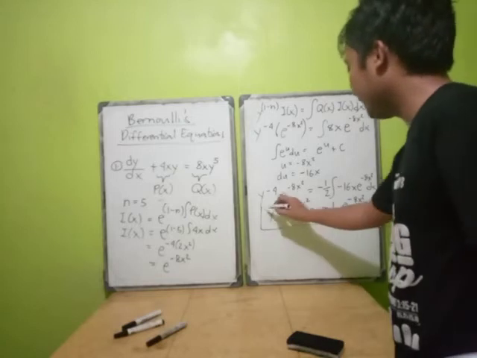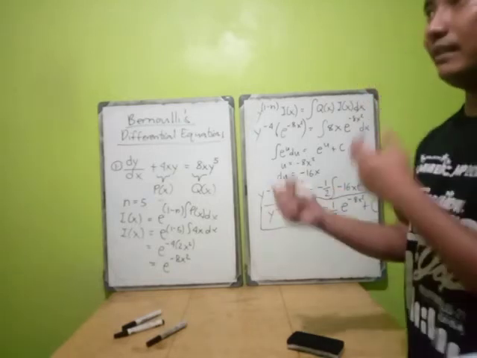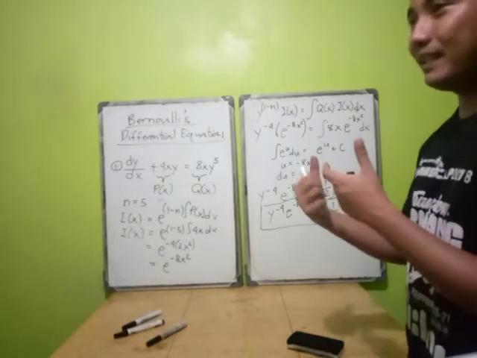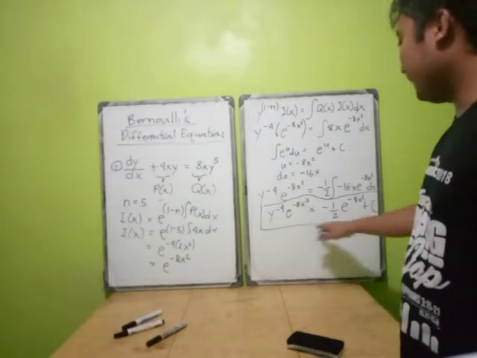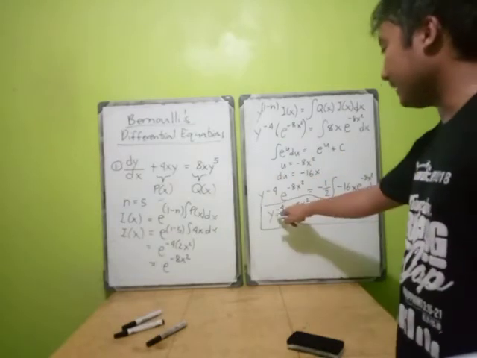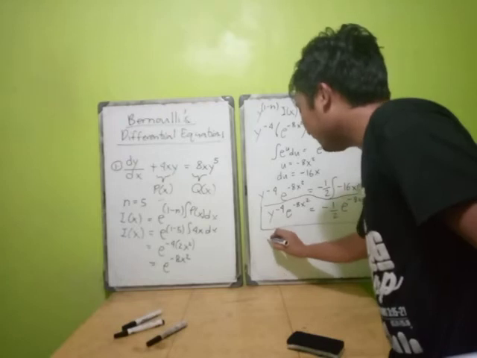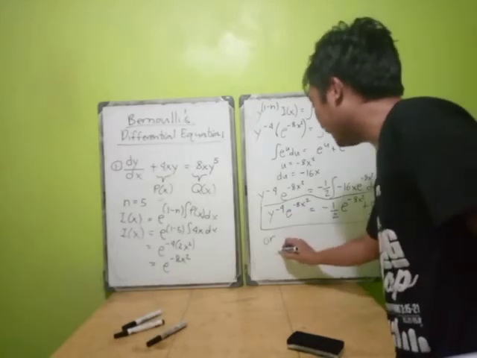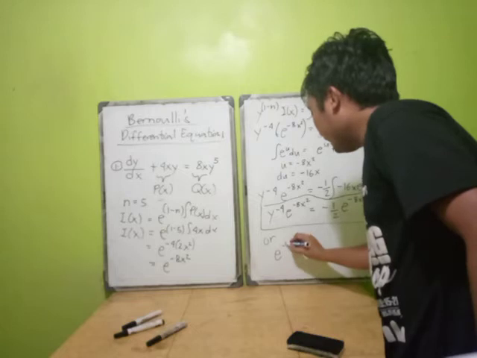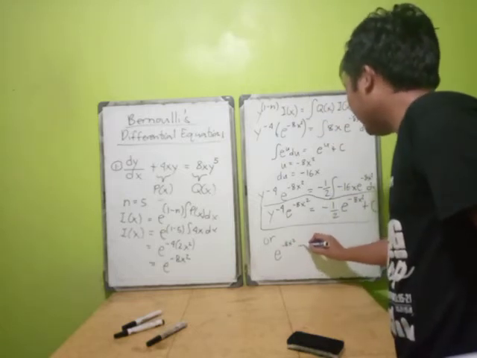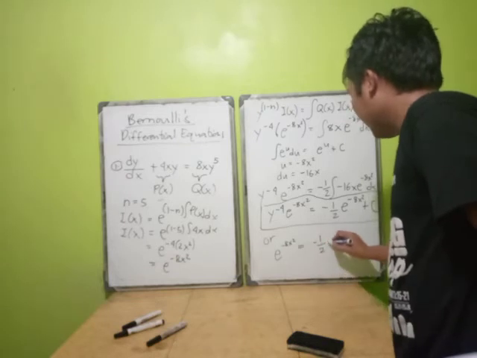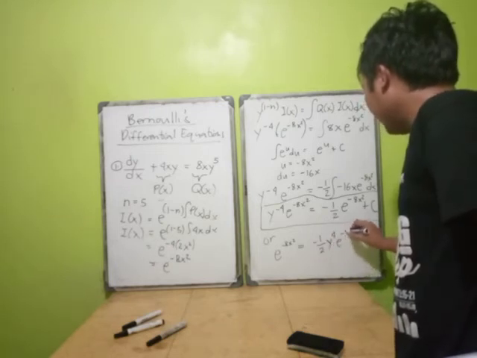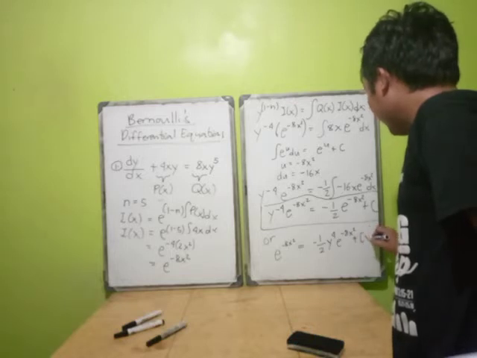Pwede nyo na tong sagot. Okay? But somehow, what if nasa situation kayo, na nasa board exam kayo, for example, then wala ito dun. So, pwede rin na nag-multiply ako both sides ng y to the 4th power. Nang sa ganun, mawala itong y to the negative 4. So, posible maging ganito. Multiply natin ng y to the 4th on both sides. So, mawawala si y negative 4. So, magiging e to the negative 8x squared is equal to negative 1/2 y to the 4th e to the negative 8x squared plus c y to the 4th.